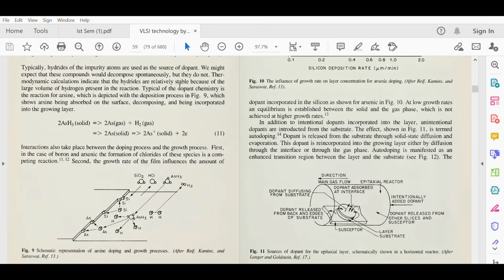Typical of the dopant chemistry is the reaction of arsine, which is depicted with the deposition process in figure 9. This is a schematic representation of the arsine doping and growth process. So here you can say that this arsine is combined over here, then this is another arsine atom, this is another arsine atom. Here you can say this is the silicon dichloride and HCl is the byproduct.